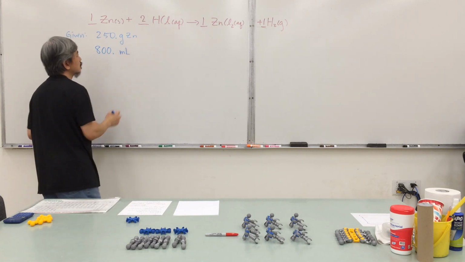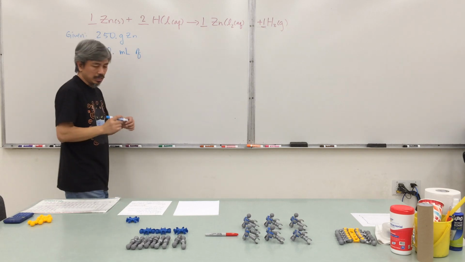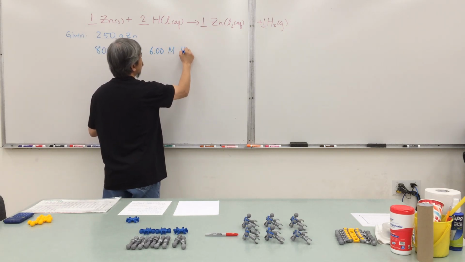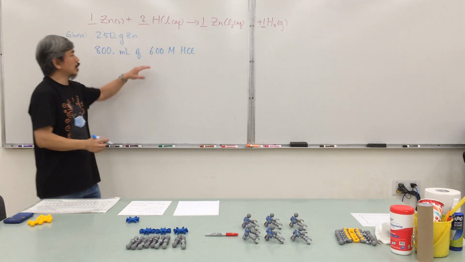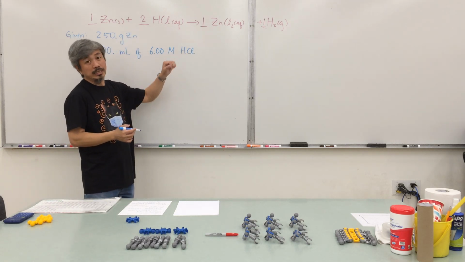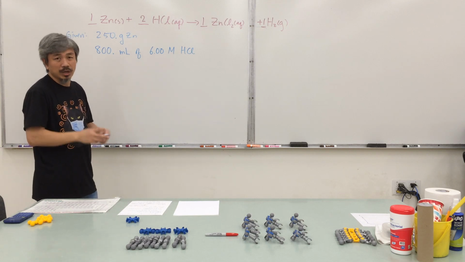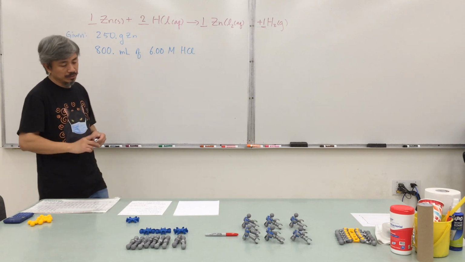Let's say milliliters, okay? In this case, let's say we have a 6.00 molar HCl solution. So this is called a 6 molar concentrated hydrochloric acid. This is a pretty concentrated acid, so this would be very dangerous. If you're not careful, you pour it on yourself, it will burn severely, okay?